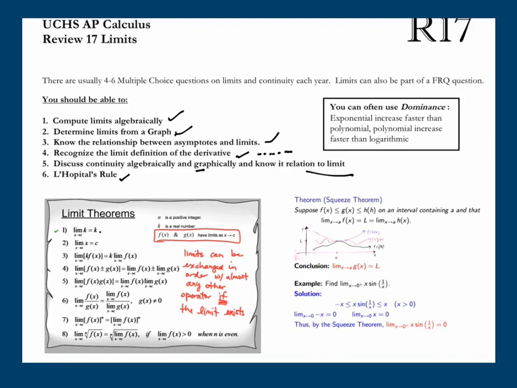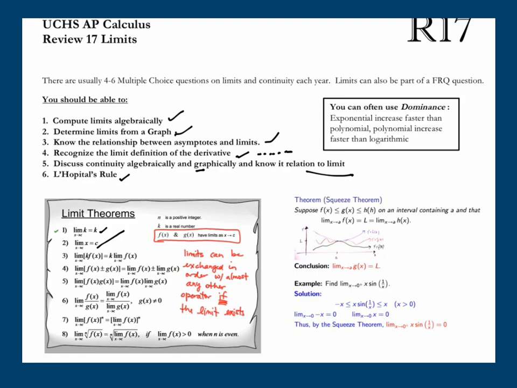The limit of a constant is just that constant. The limit as x goes to c of x is just c, like a straight line. If you have a constant in front of a function, you can factor it out in front of the limit. If you have two limits added or subtracted, you can split them up. If you have two limits multiplied, you can split them up.